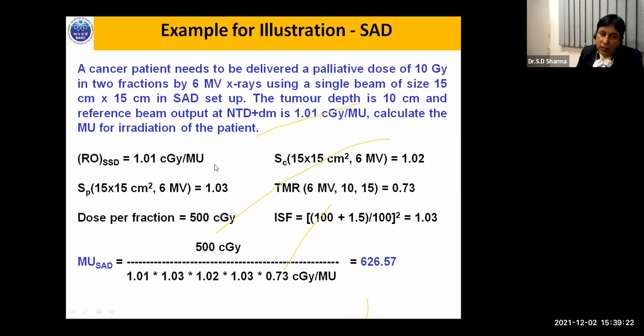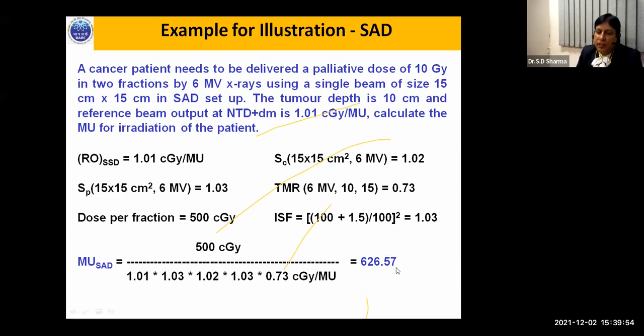But in case of isocentric setup, I require output exactly at 100 centimeter, that is the isocentric distance of the machine. So accordingly, the inverse square factor which is needed to correct ROSSD to ROSAD is 1.03. When we put all these numbers in this expression, finally we get the value of 626.57 monitor units. Once again, if rounding is required, it will become 627.